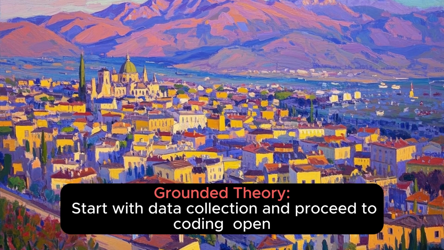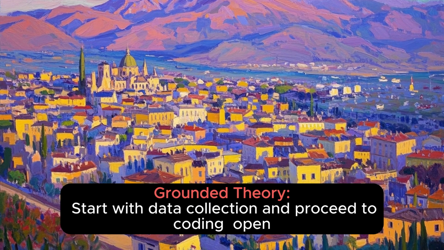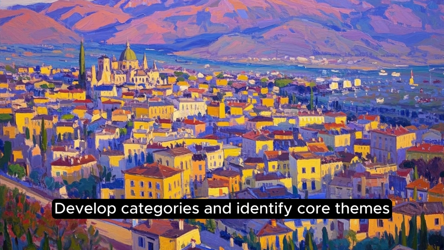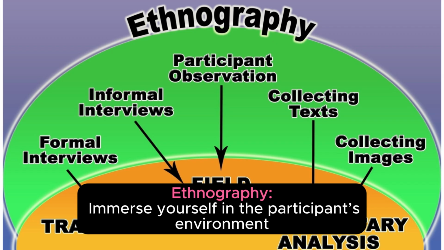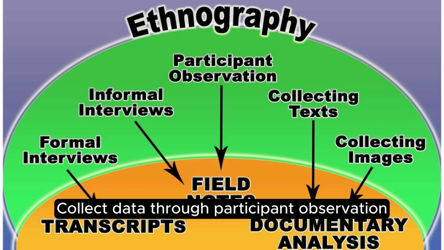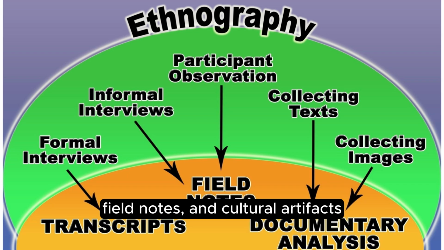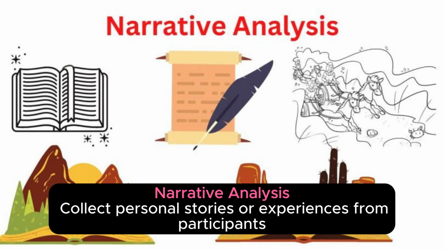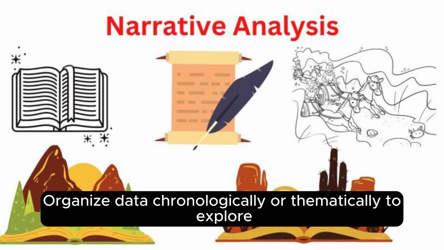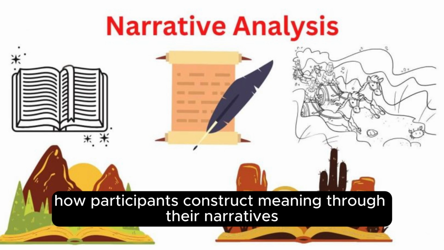Grounded theory starts with data collection and proceeds to coding. Develop categories and identify core themes. Your aim is to generate a theory grounded in the data. Ethnography. Immerse yourself in the participants' environment. Collect data through participant observation, field notes, and cultural artifacts. Focus on understanding the cultural context. Narrative analysis. Collect personal stories or experiences from participants. Organize data chronologically or thematically to explore how participants construct meaning through their narratives.